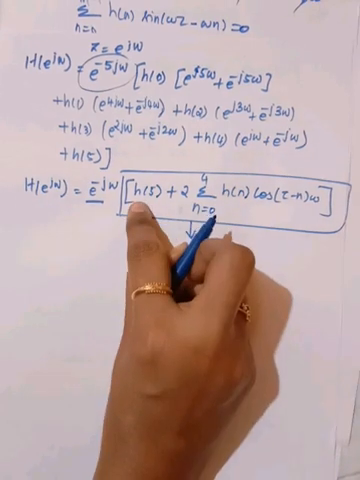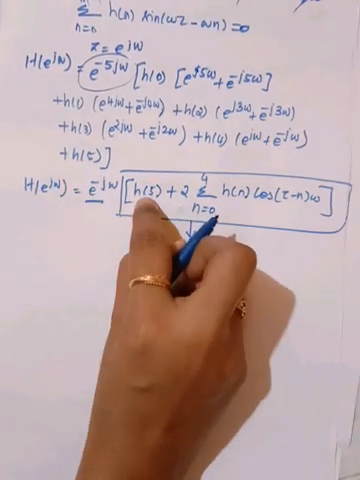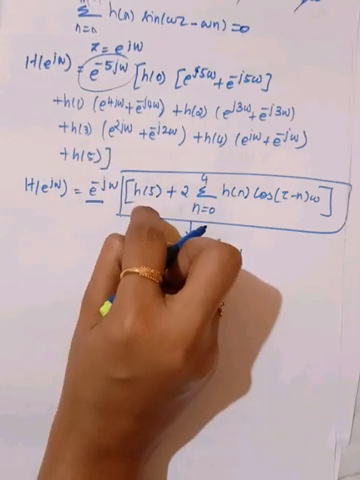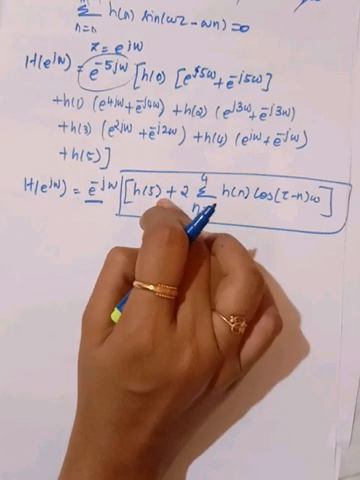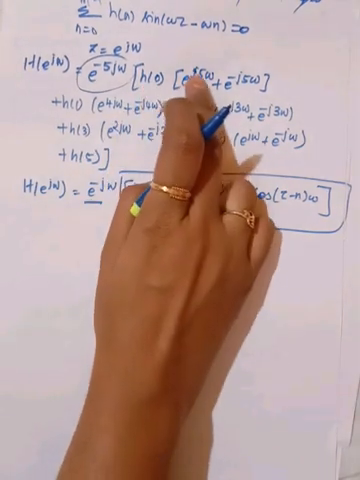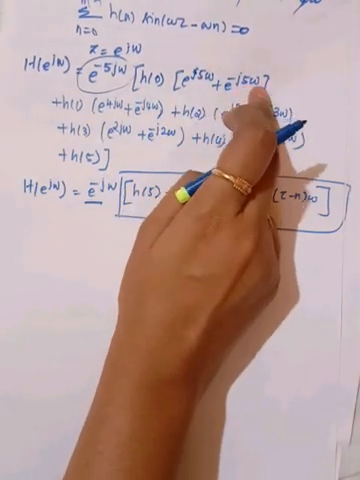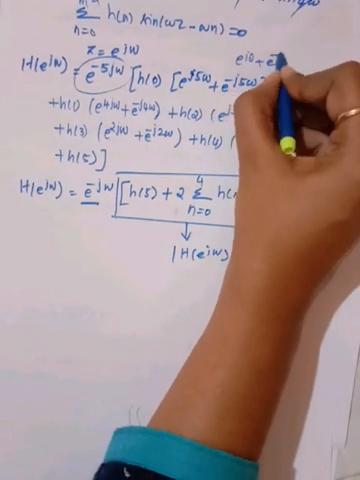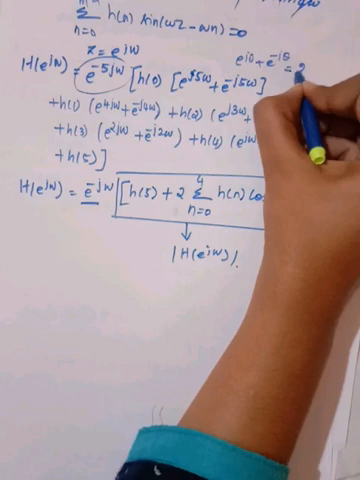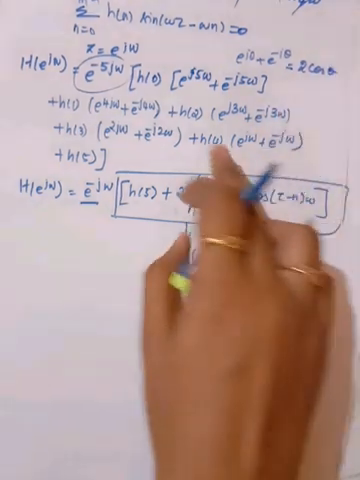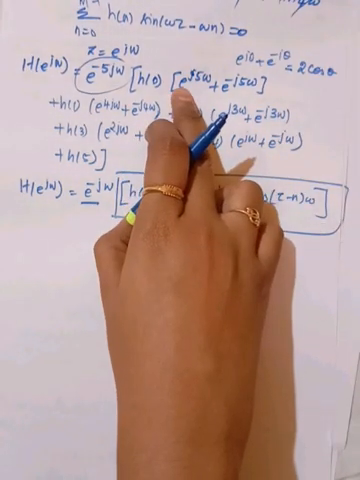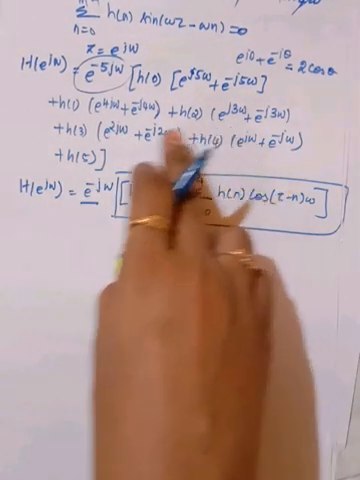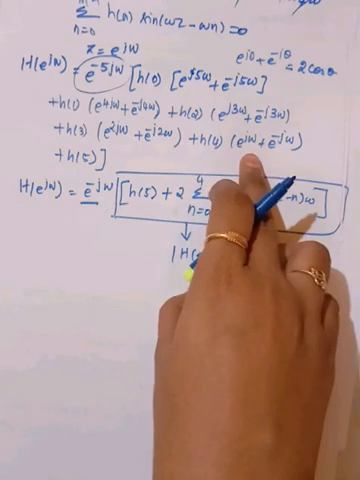How I have written this: H of 5 is not equivalent to anything, so H of 5 is separate. Now see H of 0, e power j 5 omega plus e power minus j 5 omega. e power j theta plus e power minus j theta is nothing but 2 cos theta. So this becomes 2 cos 5 omega, 2 cos 4 omega, 2 cos 3 omega, 2 cos 2 omega, 2 cos omega.